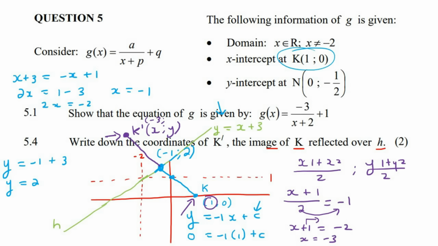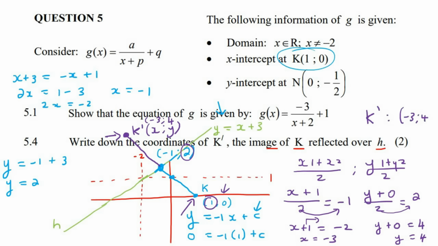And then, to find the y value, we do the same. You would take this y value and add it to this y value, divide that by 2 and you would get your answer. But we know the answer is 2. So then you can take this 2 to the other side and you end up with 4, because 2 times 2 is 4. And then you're just going to end up with y equals 4. And so there we have the answer. The coordinates of k prime would be -3 and 4.